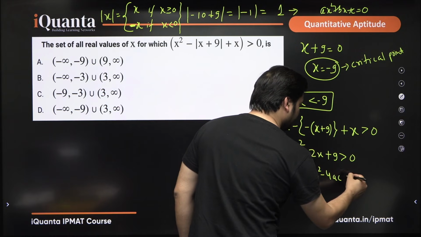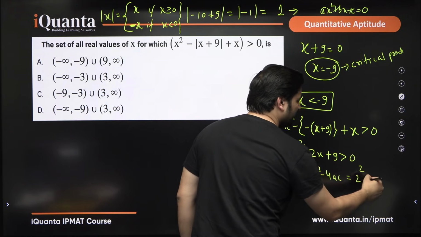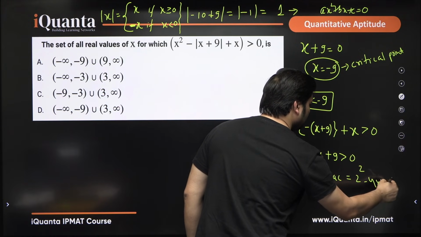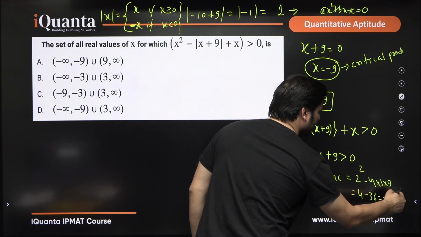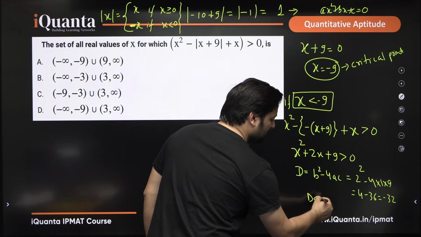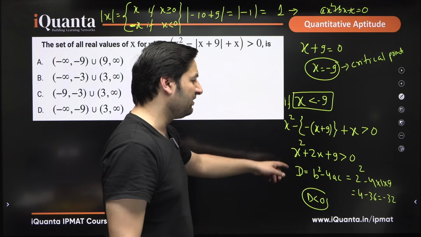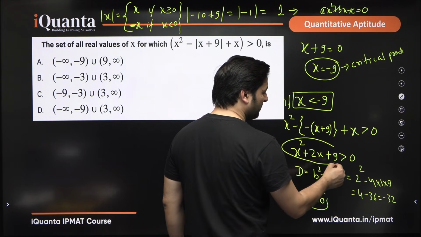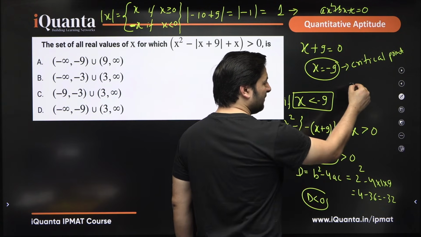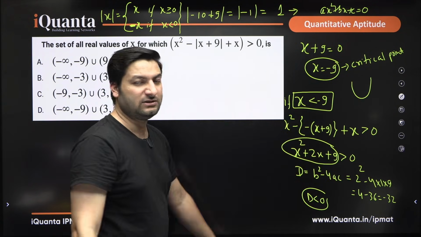So discriminant here will be b square, that is 2 square, minus 4 into a is 1, c is this. 4 minus 36, that means minus 32. That means your D is less than 0. If D is less than 0, what does that mean? This is a quadratic equation. Its graph will be an upward parabola, and because D is less than 0, roots are imaginary.